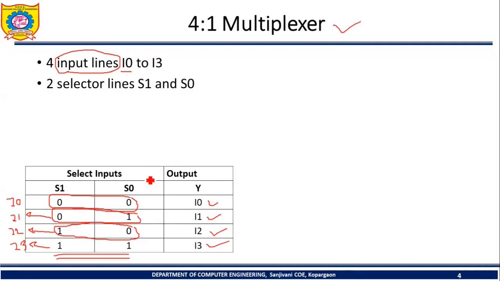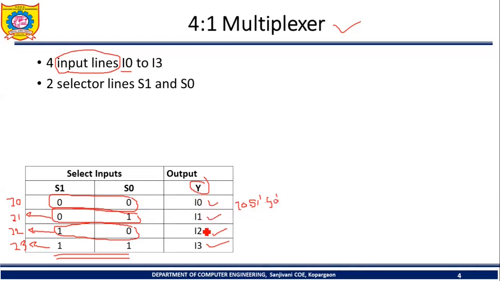Now from this particular table, is it possible to obtain the equation for this Y? Yes, we can easily obtain it. So Y is equal to I0 when S1 and S0 are 0 0. Please try to understand. So here I will write S1 prime dot S0 prime. See how I have written this particular term. Y is I0 when S1 and S0 are 0 0, so they are 0 0. That's why here we have to take S1 prime and S0 prime.